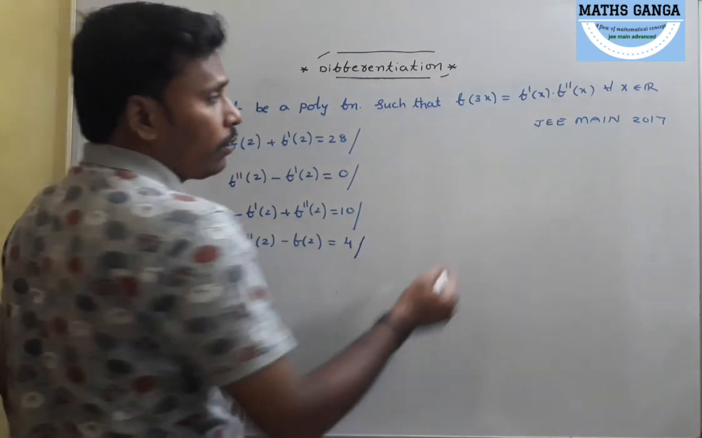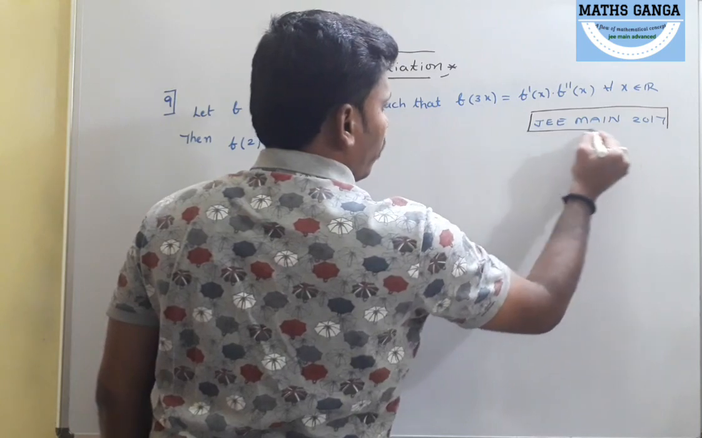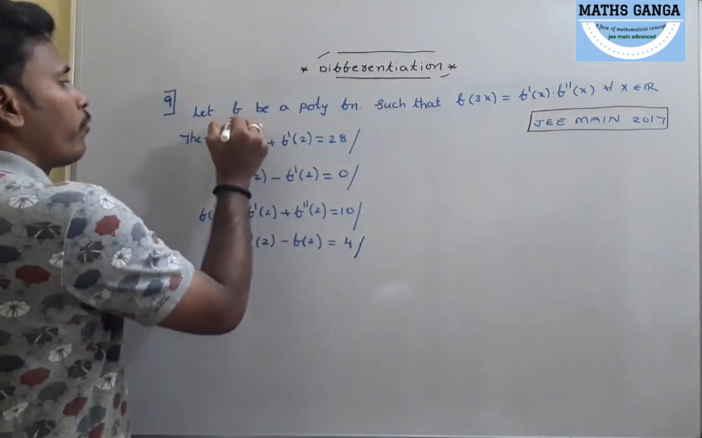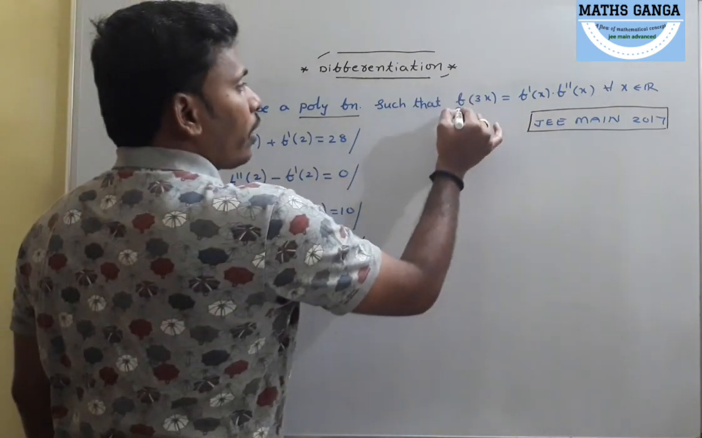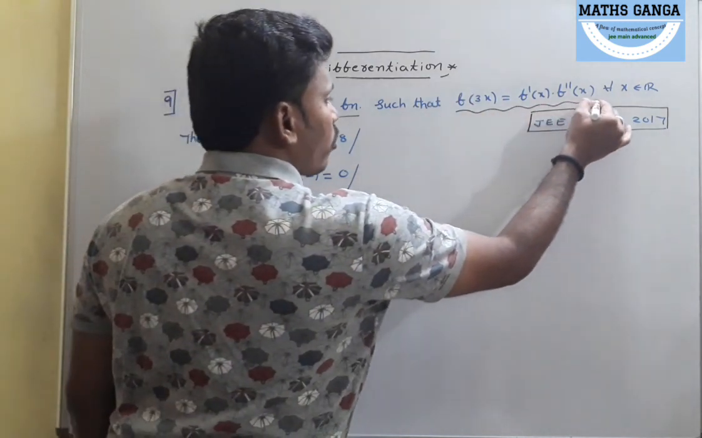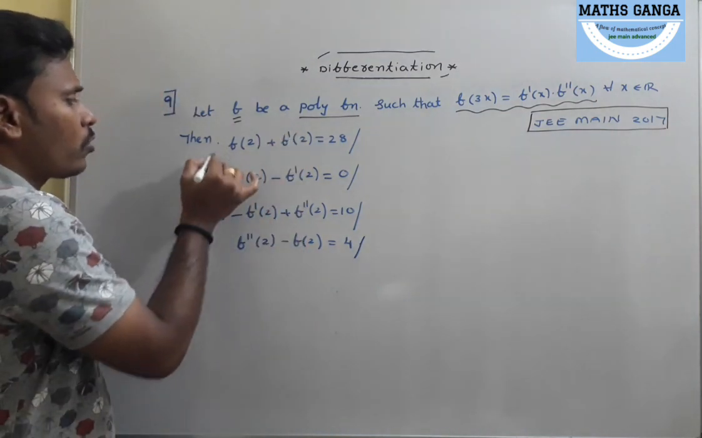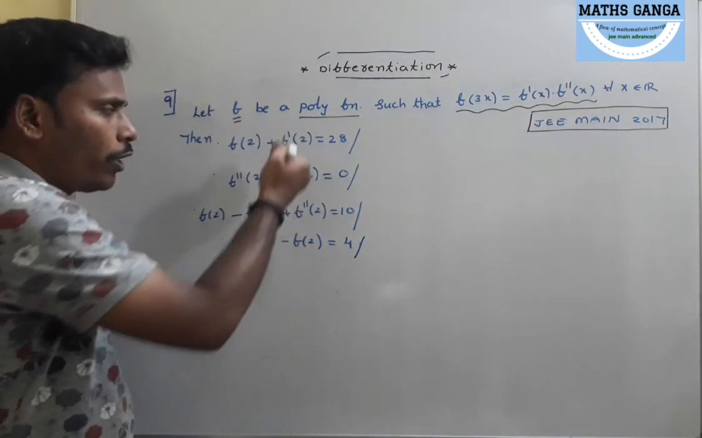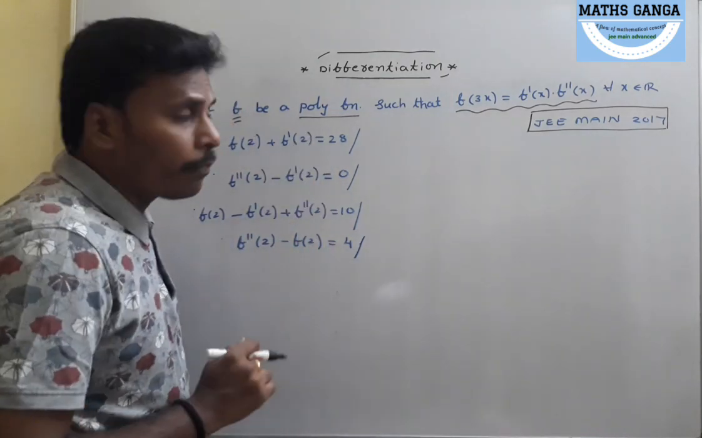Next problem, ninth one. As I said, this is a JEE Main 2017 problem again. f is a polynomial function such that f of 3x is equal to f dash of x into f double dash of x. From there we need to check these options. Option 1, option 2, option 3, option 4. We need to choose the correct option. These are the options given in the problem.